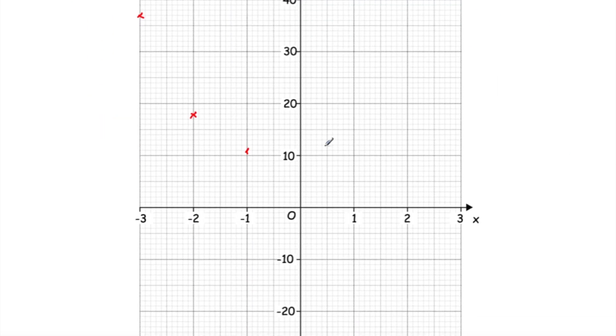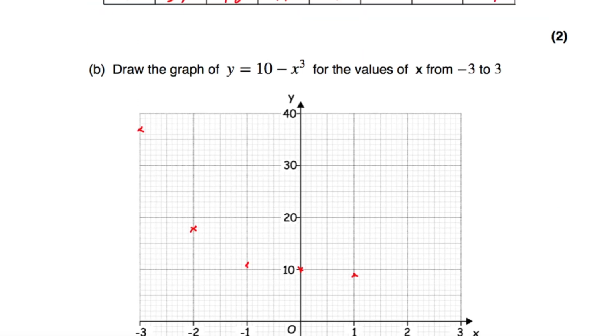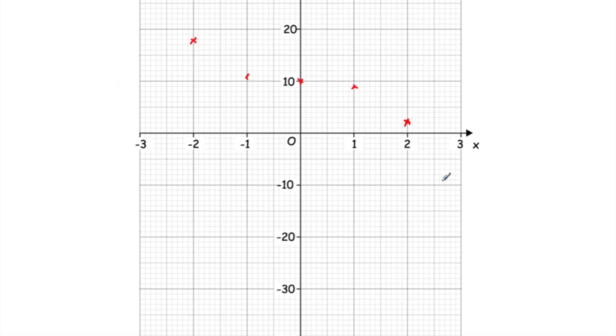Next, 0, 10, so 0, 10 is here. Next, 1, 9, so 1 across 9 up will be there. Next, 2 across 2 up, so 2 across 2 up will be there. And then finally 3, negative 17, so that'll be down there. Okay, so there's the points.